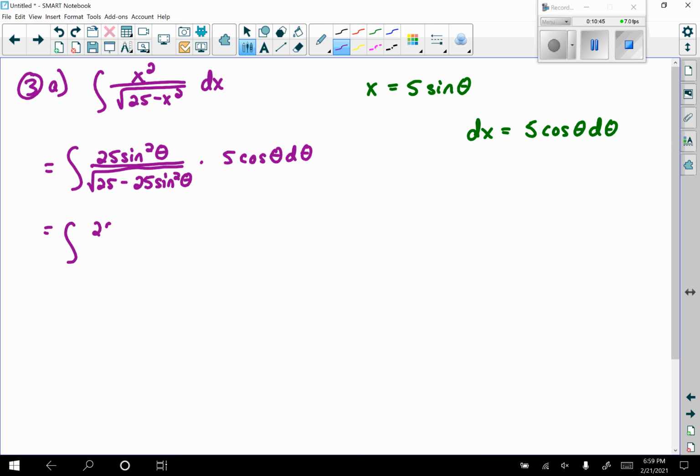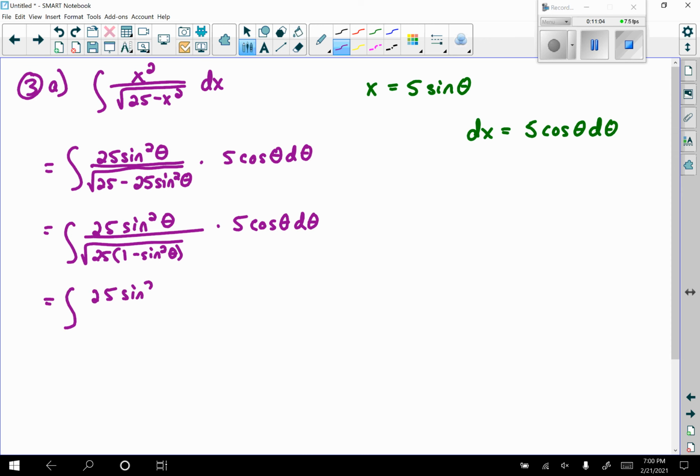So I'll still leave my numerator the same for right now, but underneath this radical here in the denominator, I want to factor out a 25. This will leave me with 1 minus sine square theta. And then I use a Pythagorean identity here, so this will still give me 25 sine square theta up top over the square root of 25, and then 1 minus sine square theta is cosine square theta.